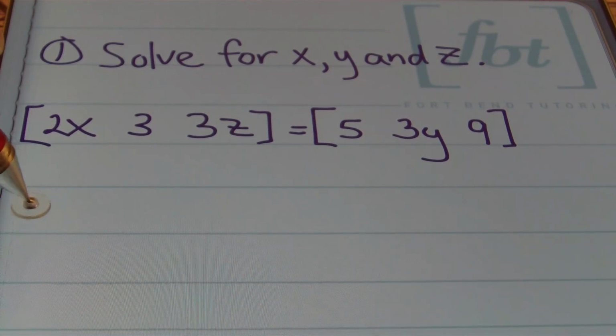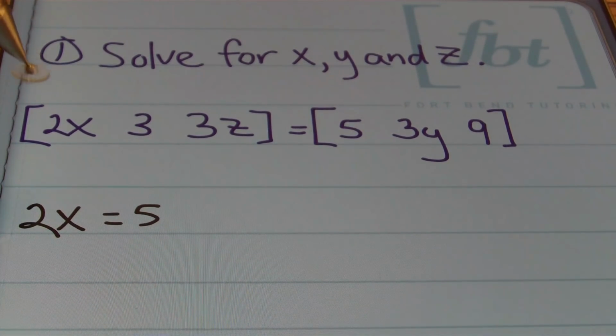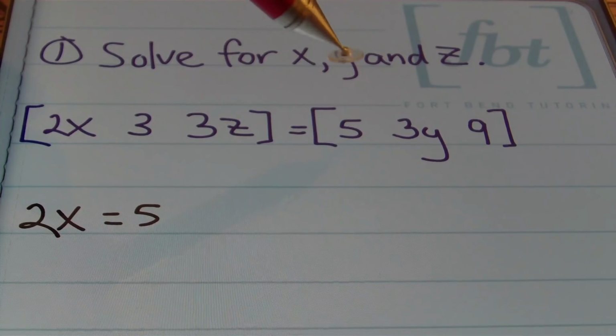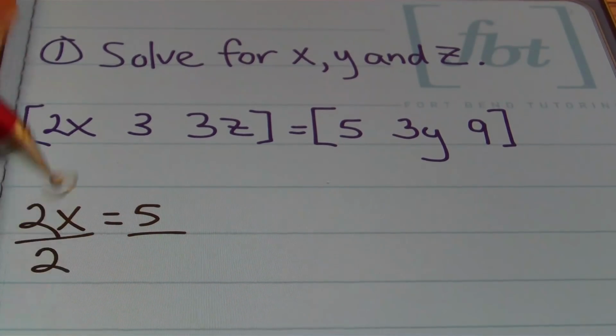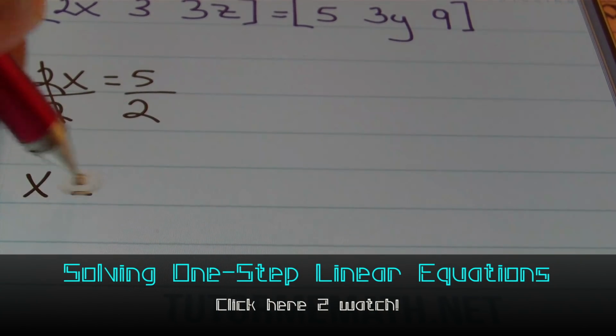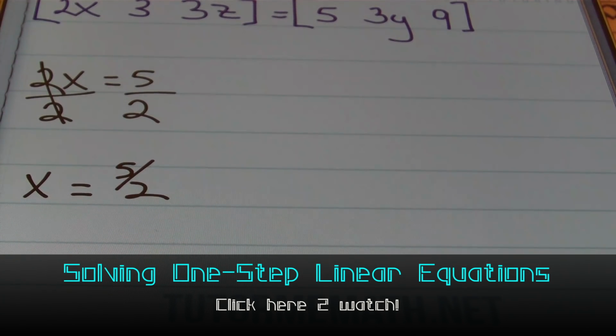For instance, I can say that 2x must equal 5. Why? Because the element that you'll find in the first row and in the first column, in other words this 2x, has a corresponding element in the second matrix that is also in the first row and the first column. So they must be equal to one another. Every element in the first matrix has to be equal to its corresponding element in the second matrix. So I can set the equation 2x equals 5 and then solve for x. I'm going to do so by dividing both sides by 2. And I find that x must equal 5 halves. That's the value of x.